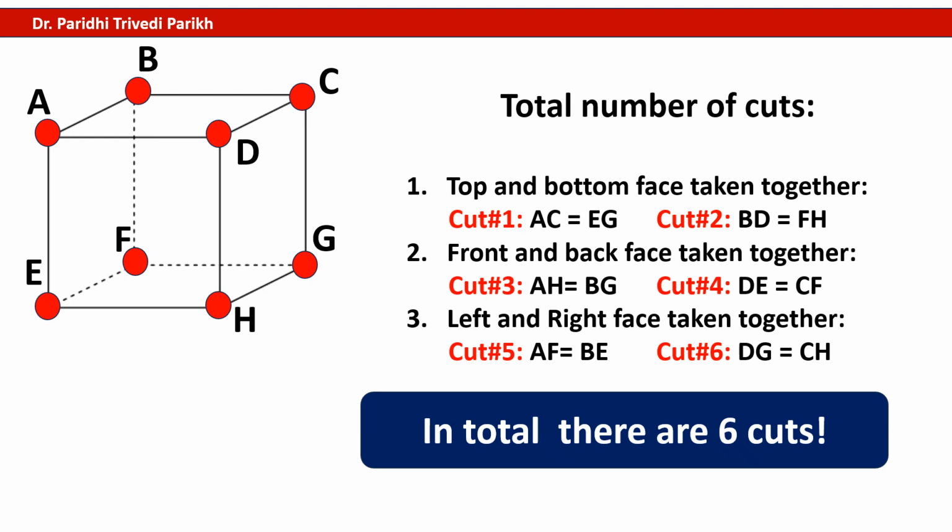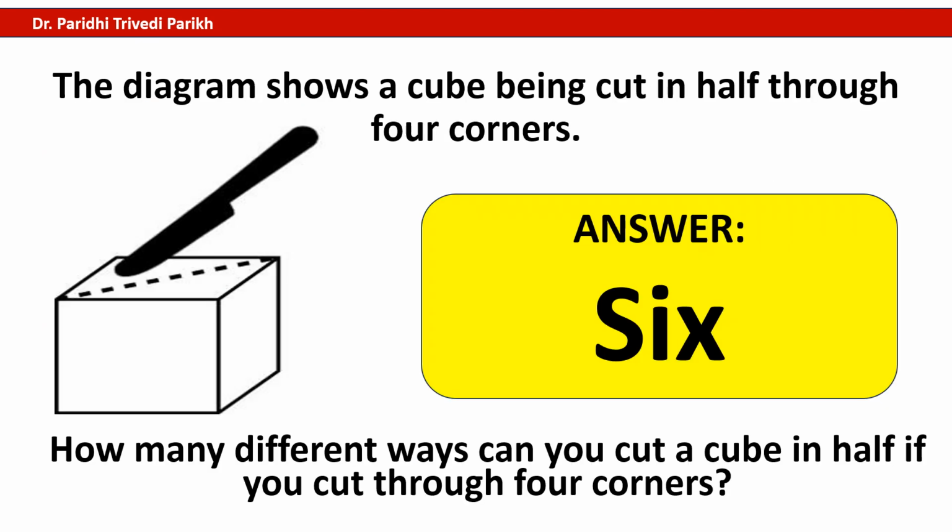I hope I am very clear. So the diagram shows a cube being cut in half through corners, and there are 6 different ways that I can cut a cube in half if I have to cut through 4 corners of each face.